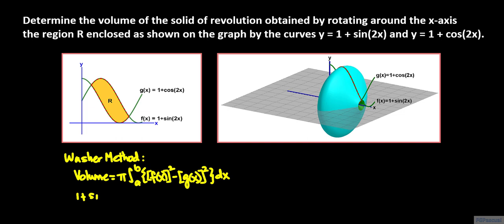We set 1 plus sine 2x equal to 1 plus cosine 2x. And so we are looking for angles 2x whose sine and cosine values are equal. The smallest positive angle whose sine equals its cosine is pi over 4. And so the lower limit of integration is pi over 8.